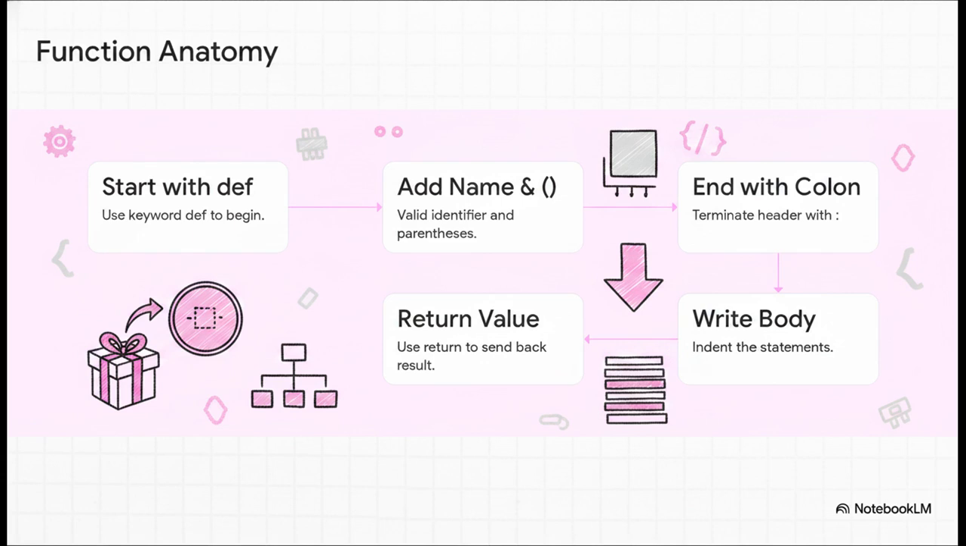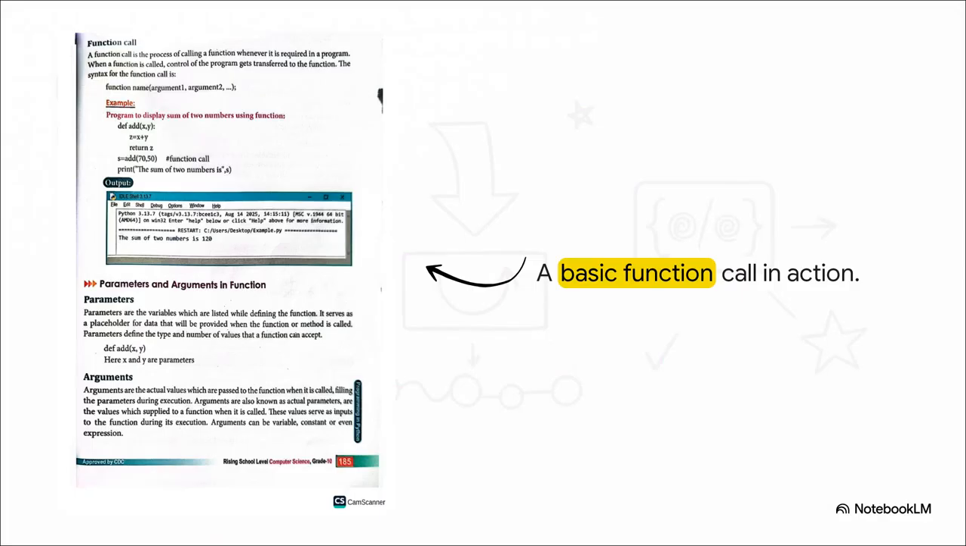Finally, you use a return statement to send your calculated result back to the main program. Actually, a quick side note on that. If you omit the return statement, your function will just quietly return the value None. But remember, writing out this anatomy is really just drawing the blueprint. It doesn't actually run the code yet. So let's put that blueprint into action.